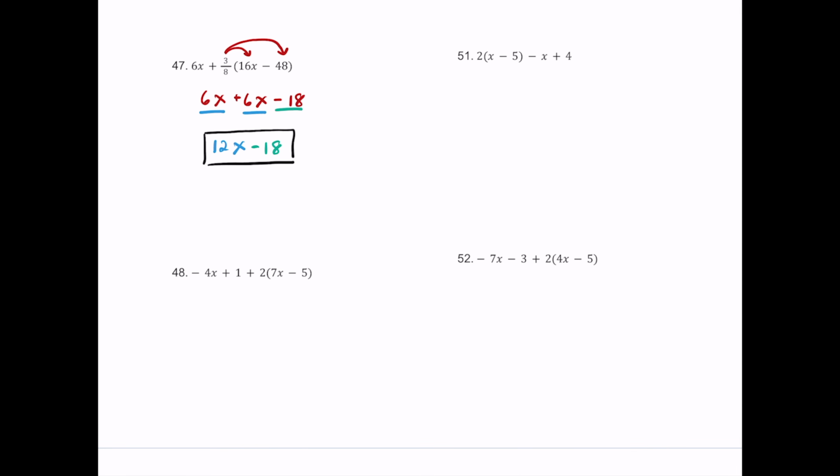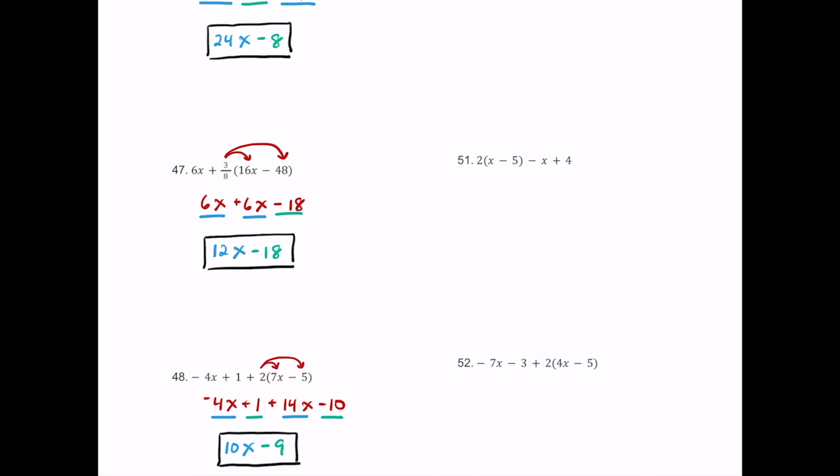For 48, let's go ahead and distribute this 2. We have 2 of these 7's and 2 of these takeaway 5's. So we have negative 4x plus 1 is added on to this 14x take away 10. And so negative 4x plus 14x, that's going to be, I think, 10x, right? And then if we go ahead and take the 1 and take away 10, that's going to be taking away 9. So 1 minus 10 is negative 9.